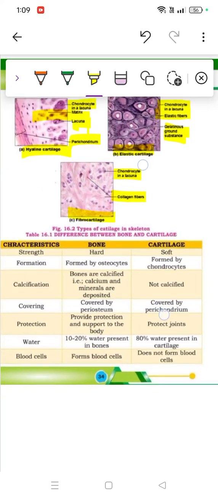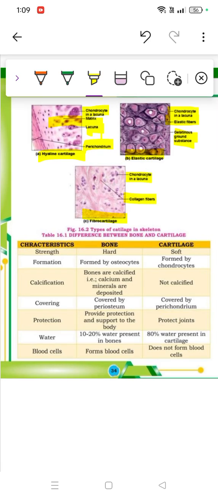Then comes the characteristics of bone and cartilage, the difference, which we'll do in the next video.